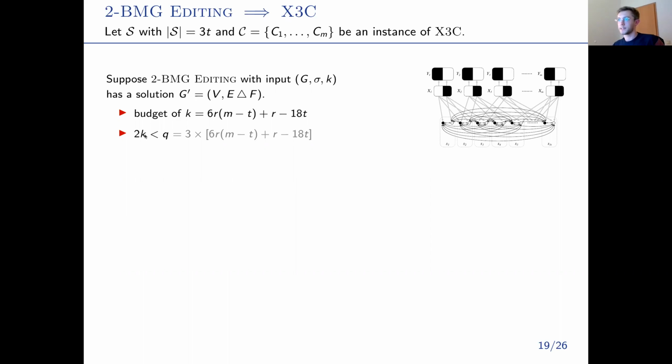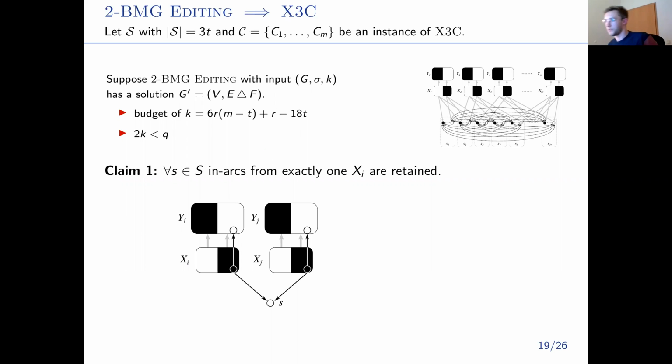And the reason for this is that if we have at most k modifications, then we can affect at most 2k vertices, because every arc has a head and a tail, and if they are all independent, then we affect exactly 2k vertices, so we cannot affect more. And this helps us because this means that in every Y part of the gadgets, we will find a black vertex and a white vertex that are not affected at all in the solution. And so neither the in-neighborhood nor the out-neighborhood changes. And this will, for example, be helpful to prove the first claim.